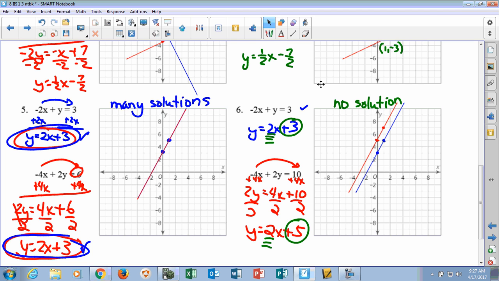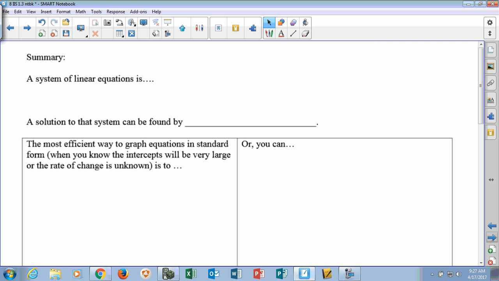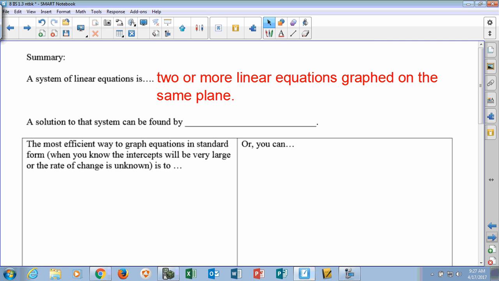All right, so let's head on to our last page here. Okay, a system of linear equations is 2 or more linear equations graphed on the same plane, and a solution to that system can be found by the intersection point. Okay, it's a point or points that make both equations true. And again, at any point in time, you need to pause the video to write this down. Just go ahead and do so.